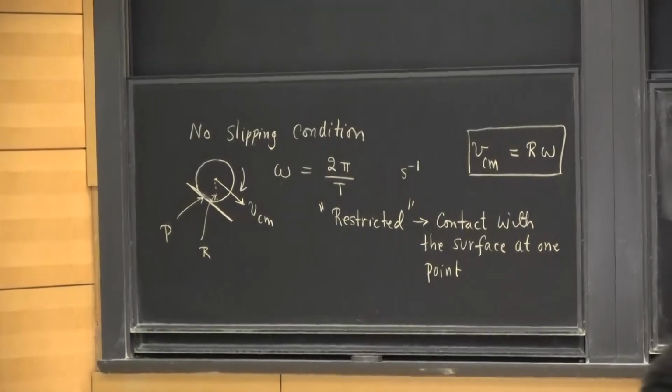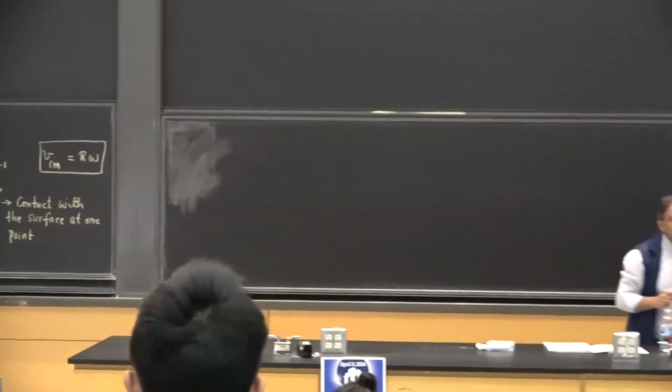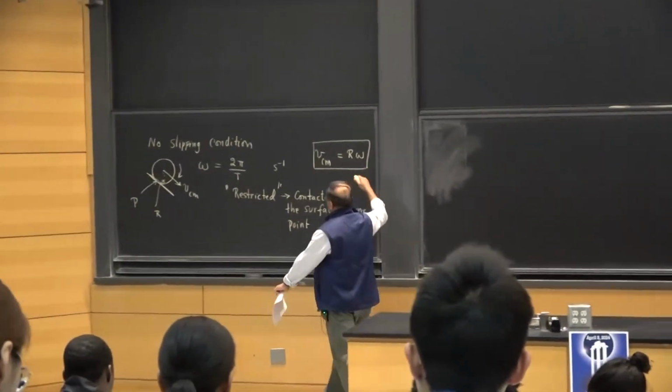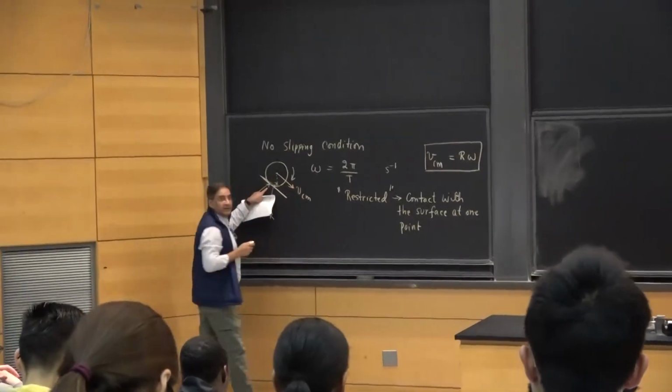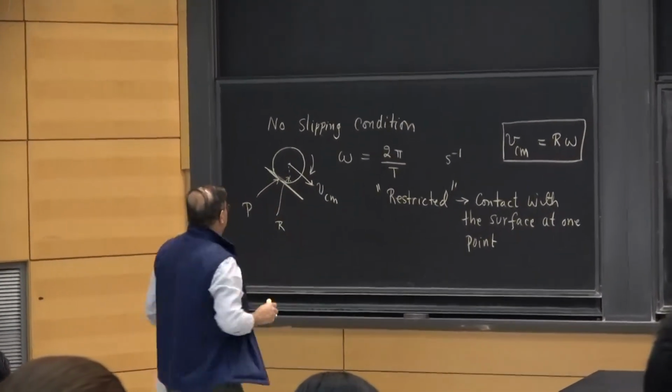Okay? Don't make a mistake about it, because this is where often people go wrong, because 90% of the time even books are not very clear about it. So no slipping condition basically means you have a single point contact, and it's about that point contact that this thing is rolling forward.